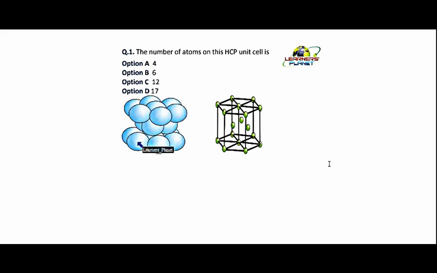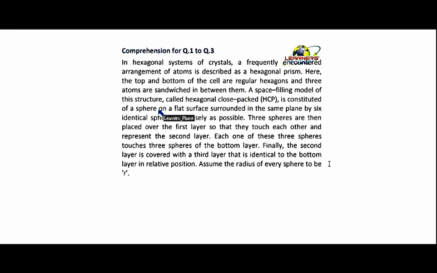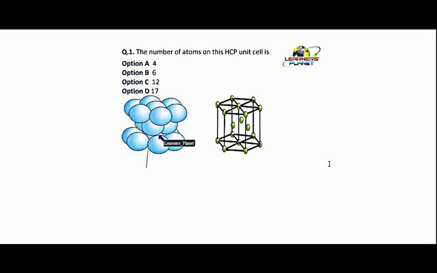We have got 6 spheres at the bottom, and there is a central sphere. So this is your central sphere to which other 6 are attached. Then what we said, that there are 3 spheres. See here, a sphere on a flat surface surrounded in the same plane by 6 identical spheres as closely as possible. So see, it is in the center and there are 6 identical spheres as closely as possible in the first layer. You can see it here.